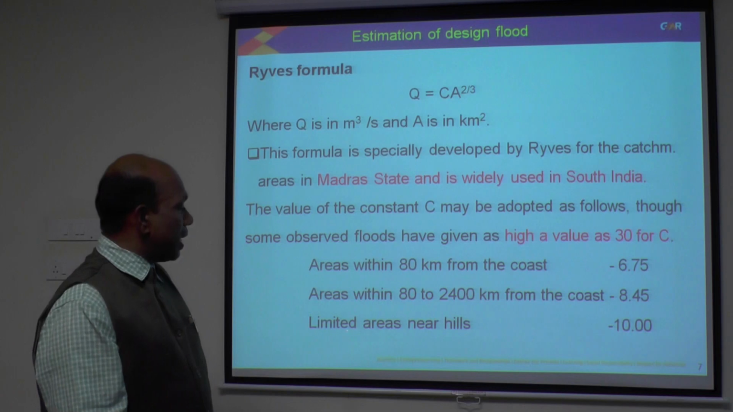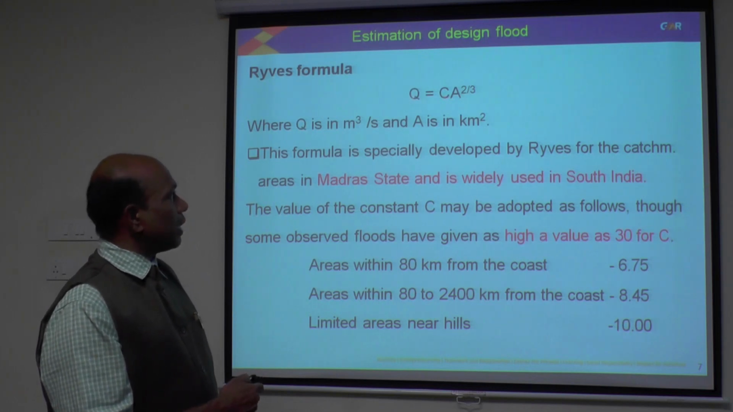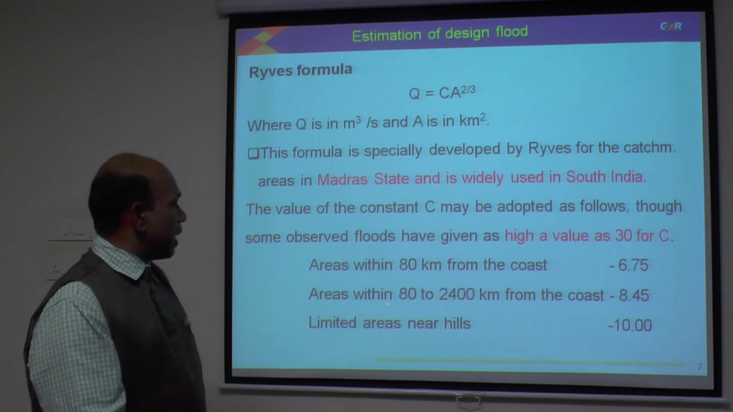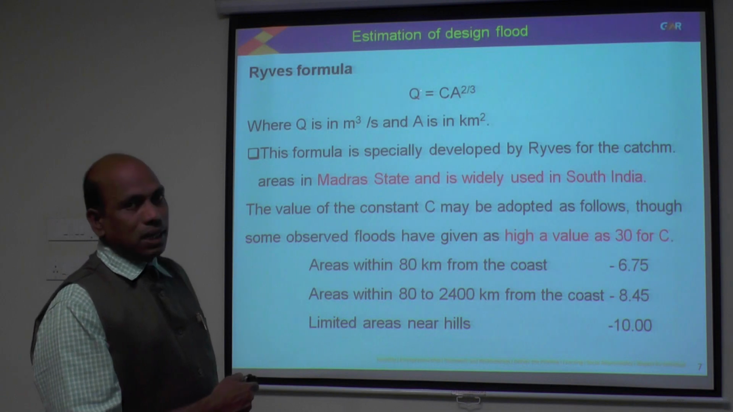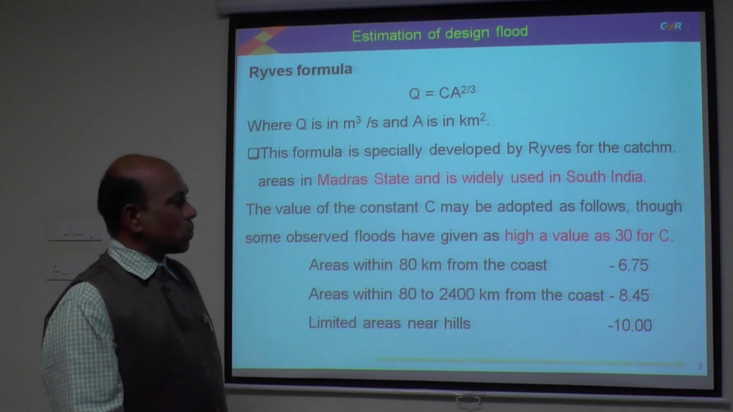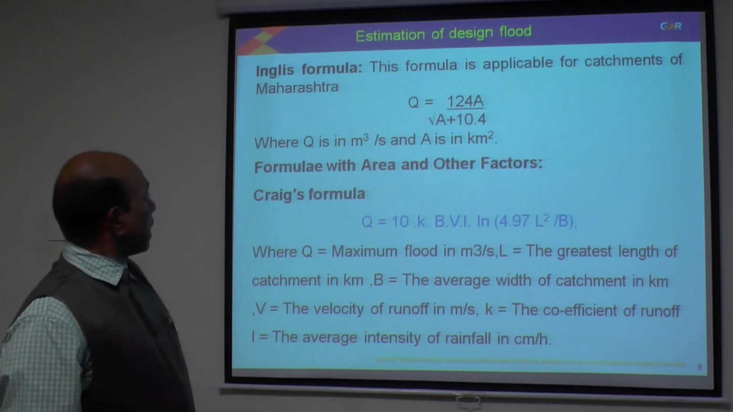It indicates that in hilly areas, with C value 10.00, the Q value increases automatically, because in hilly areas the velocity of flow is too high. Velocity increases, discharge increases. The C value increases from the coast to far away from the coast, and also in hilly areas. And next one, the Inglis formula.